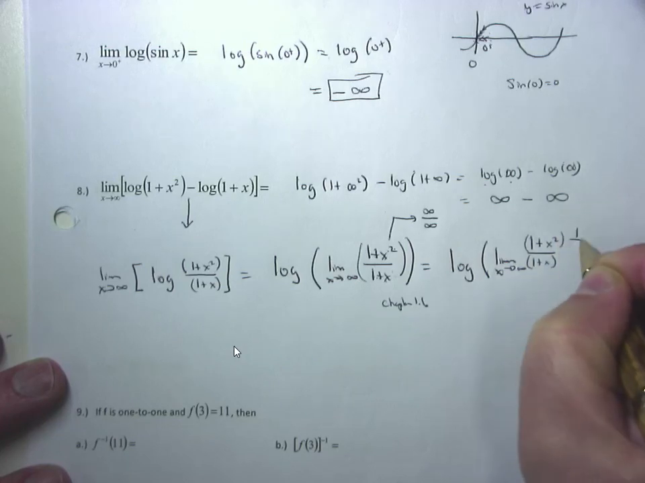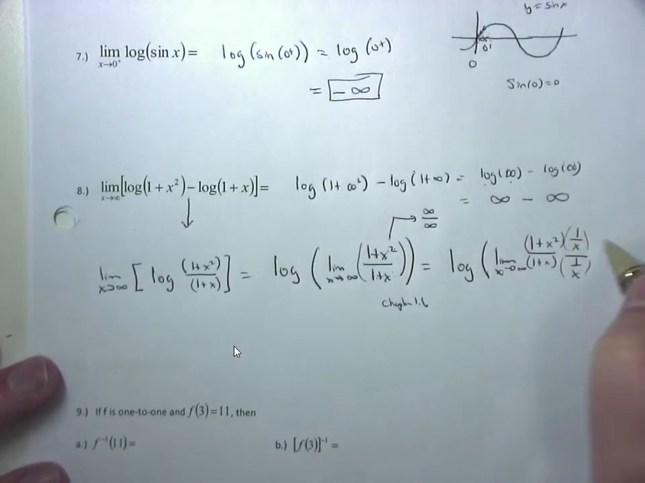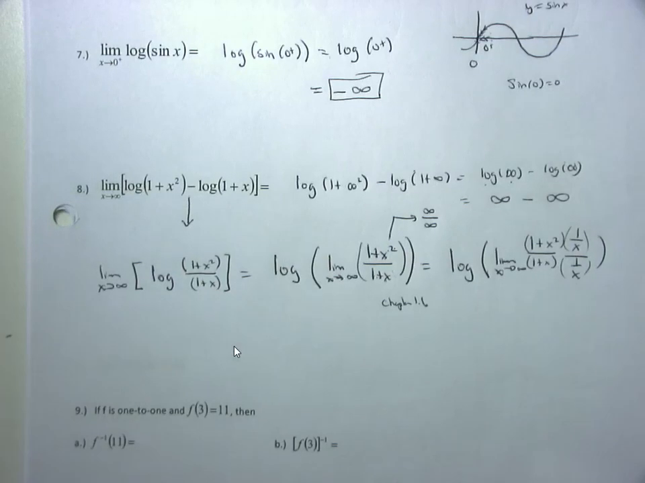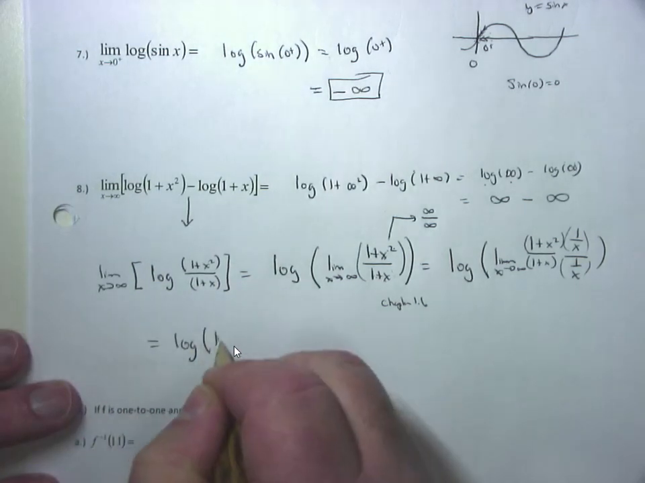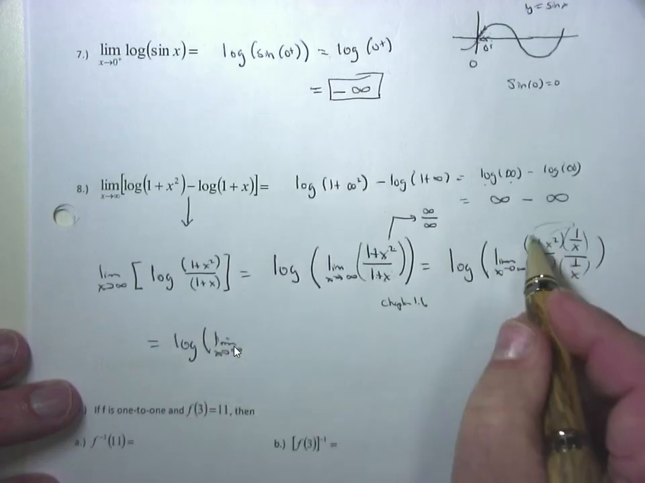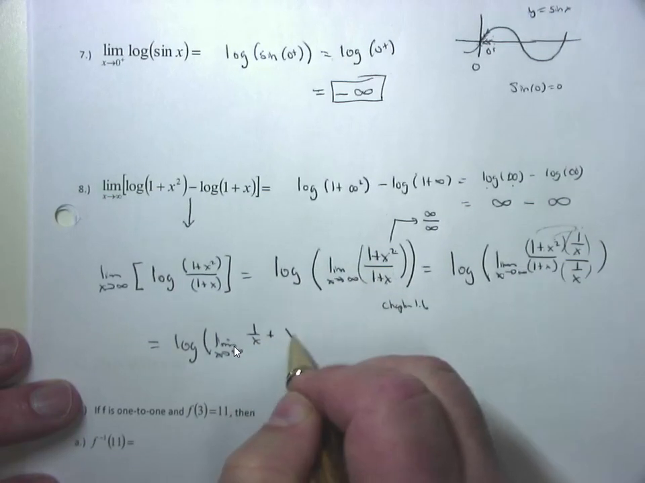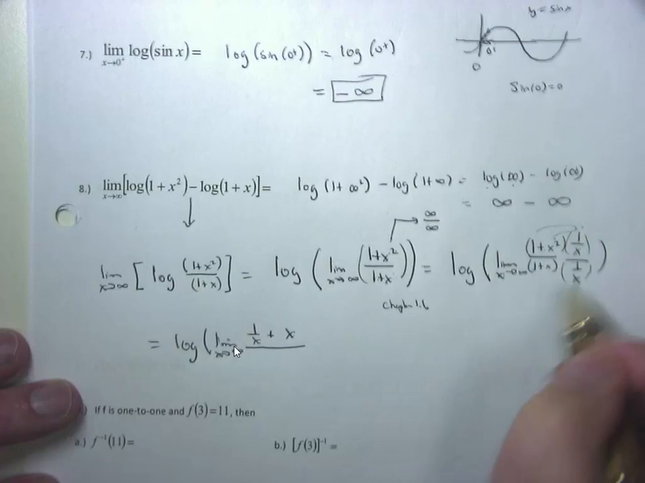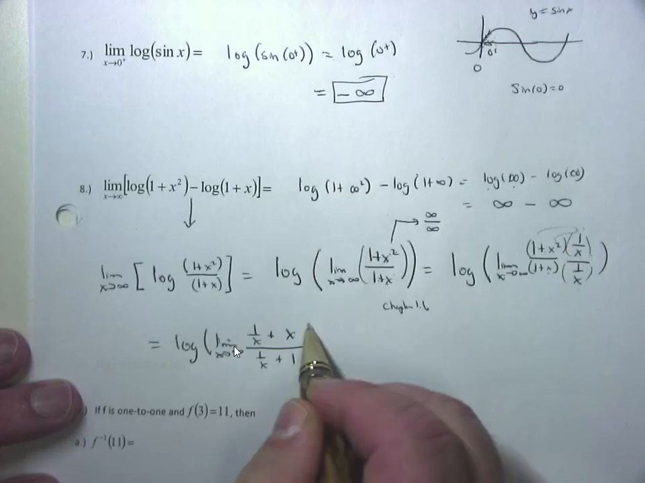And I'm going to multiply by 1 over x to the degree of the denominator, which is x to the first power. So I'm going to multiply both the numerator and denominator by 1 over x to the first power. And I'm going to distribute. So this is equal to the log of the limit as x approaches infinity of, as I distribute, 1 times 1 over x is 1 over x, plus x squared times 1 over x is just x, divided by 1 times 1 over x is 1 over x, plus x times 1 over x, the x's cancel, you're left with just 1.